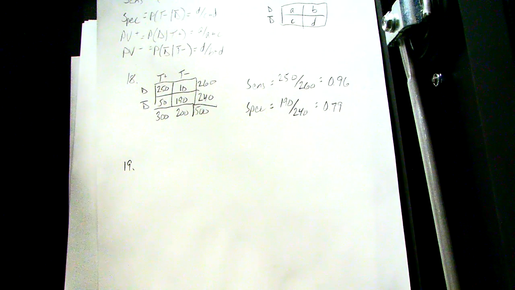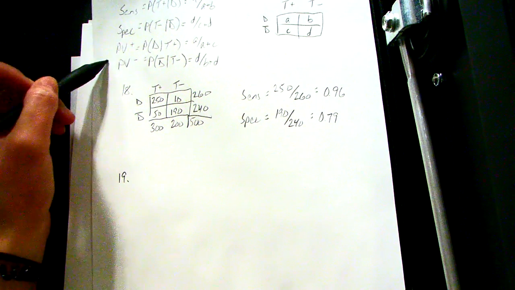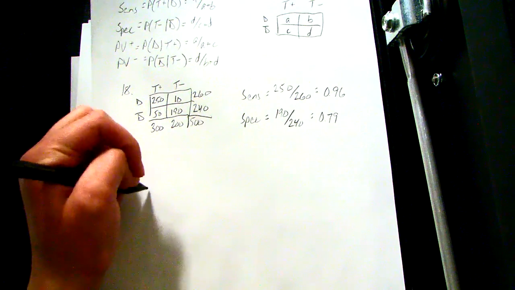For question 19, the data are provided for the results from a screening test for HIV that was performed on a group of 100,000 people. Therefore, there was no researcher selecting this population, so it's a random sample, and we can use these formulas up here for positive predictive value and negative predictive value. So I'll make our 2x2 for this question.